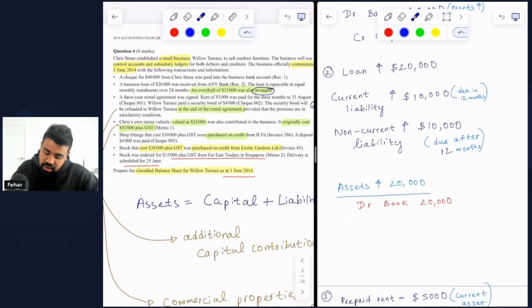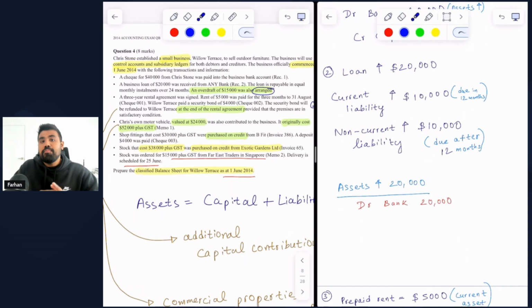What about the second sentence for this transaction? An overdraft of $15,000 was also arranged. Also arranged. It's arranged. It doesn't mean it has been used. Today is 1st June 2014 when we are preparing this balance sheet. And to protect the business from any problems in the future, the business has arranged $15,000 of overdraft.